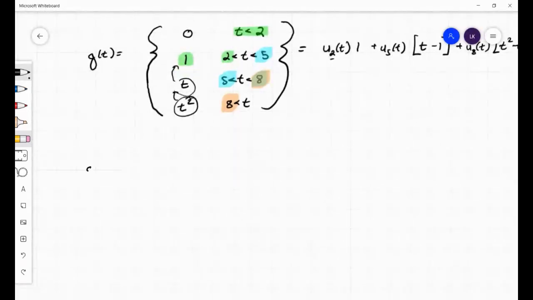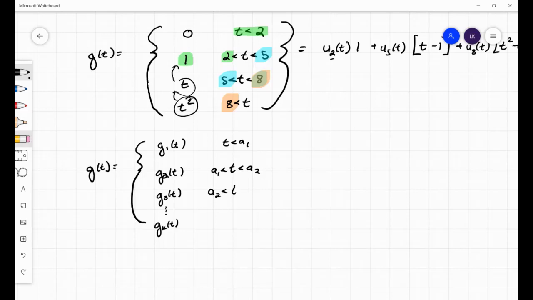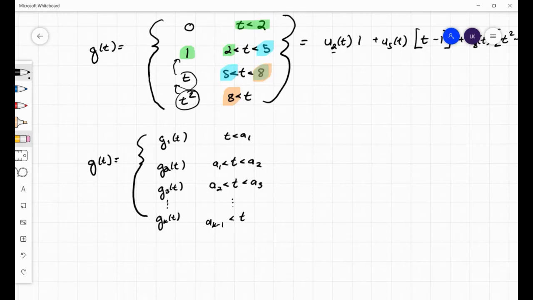So in general, you want something formulaic. If your piecewise function consists of k pieces, so your function is defined by different pieces depending on the interval, it's always the same formula where we just turn on the first piece. So we have g1, but then at time a1, we introduce a step function, and multiply by the new piece, then subtract out the preceding piece.